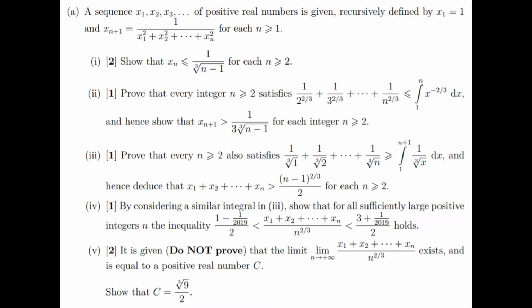Now, to revisit what the question is, part 5 says that it is given that the limit as n approaches infinity of x1 plus x2 all the way up to xn divided by n to the 2/3, we're told that limit exists and it's equal to a positive real number c, and we're asked to show that c is equal to the cubed root of 9 on 2.